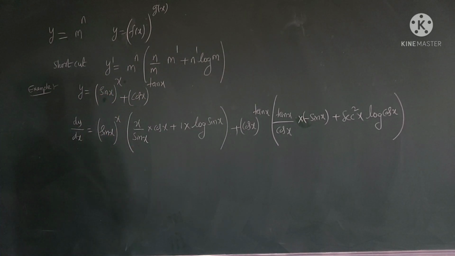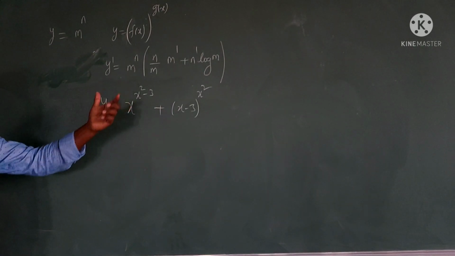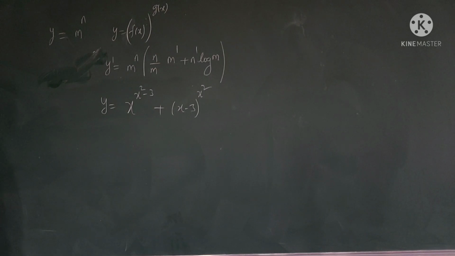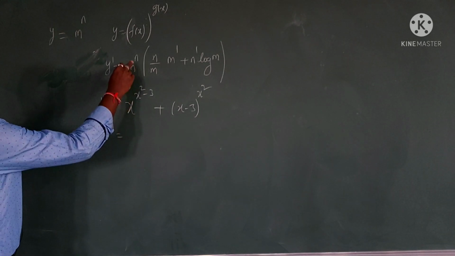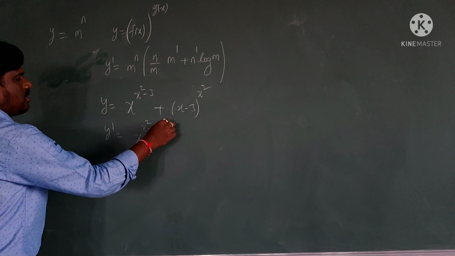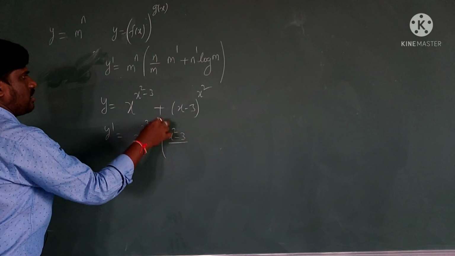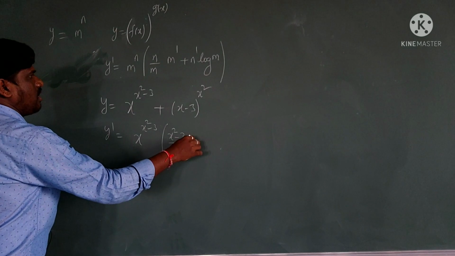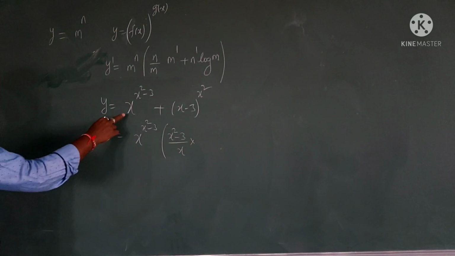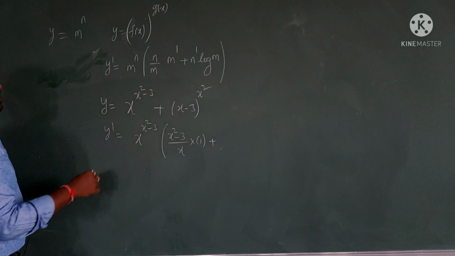Let's see one more question on this. Answer this question, the same formula you can use. y is equal to x into x square minus 3 plus x minus 3 whole power x square. Now according to the formula, y dash is equal to m power n, that is x power x square minus 3, and you get n by m. N means what here? X square minus 3 upon m means what here? X. And differentiation of m. What is m here? X. X differentiation will be what? 1 plus n differentiation. N means what here?